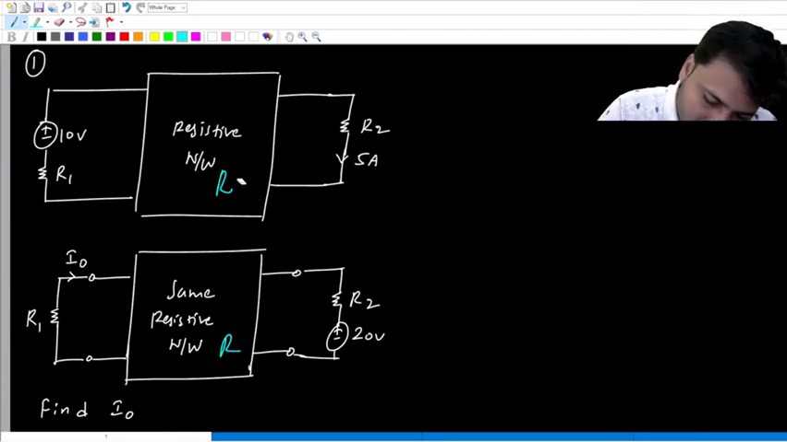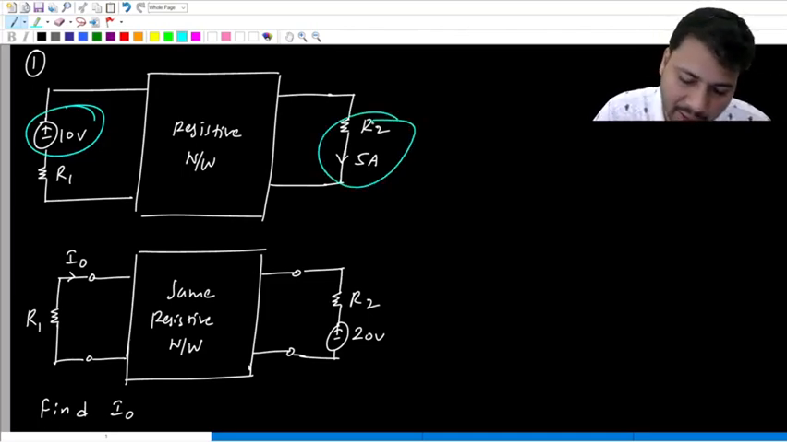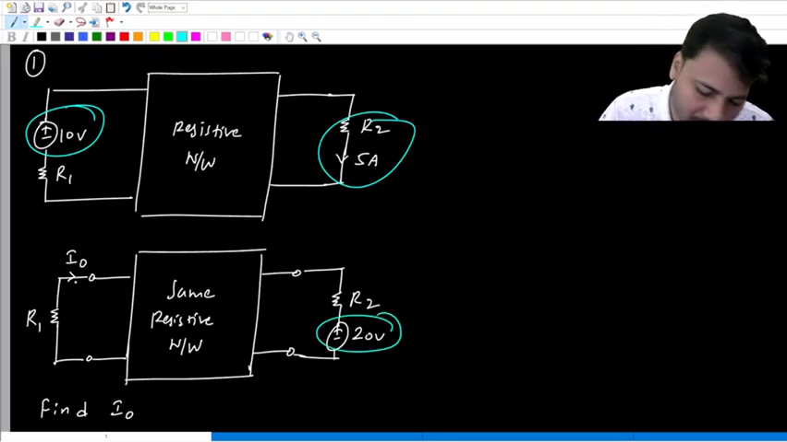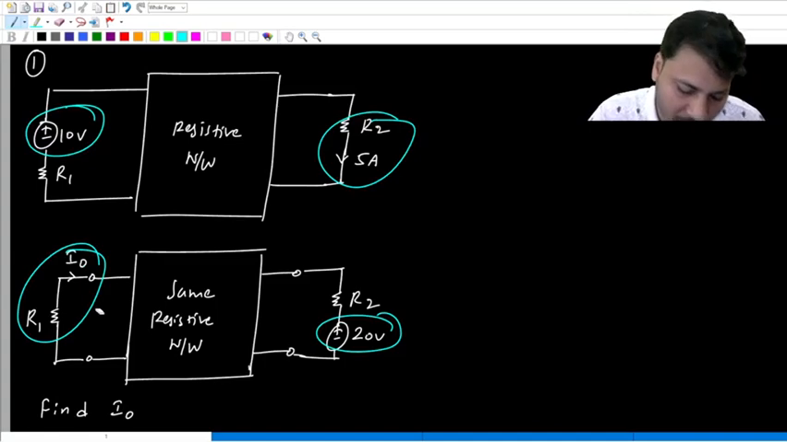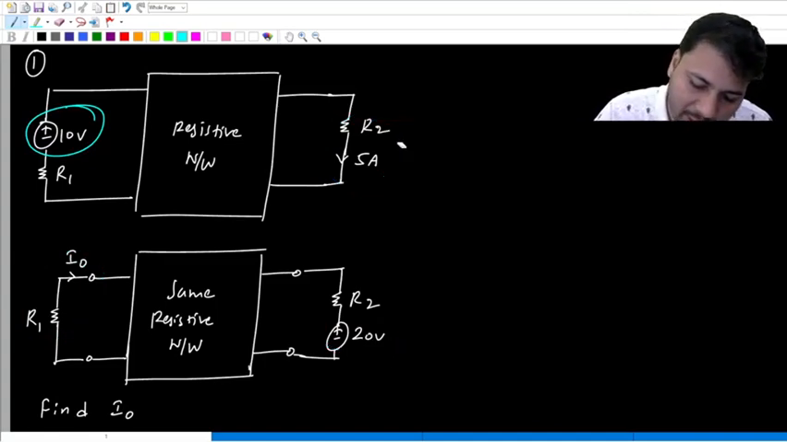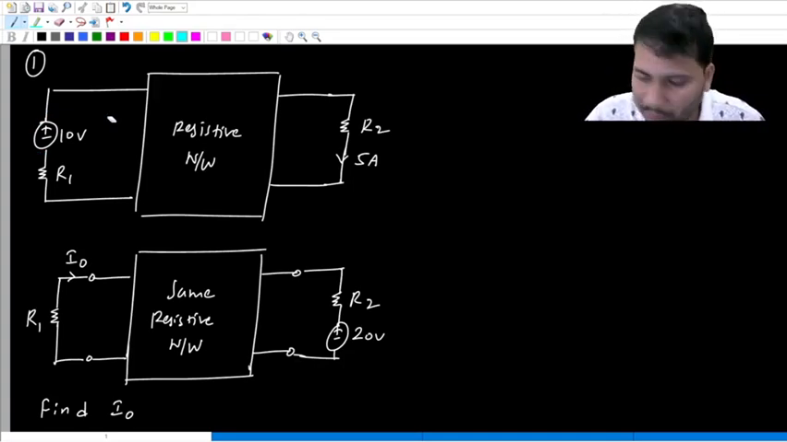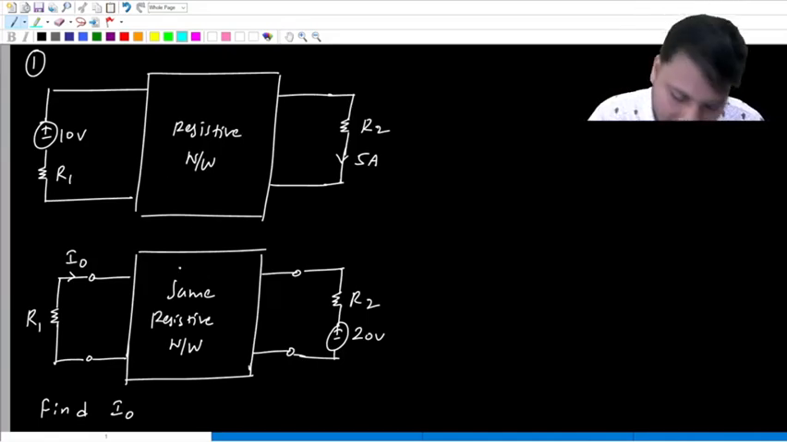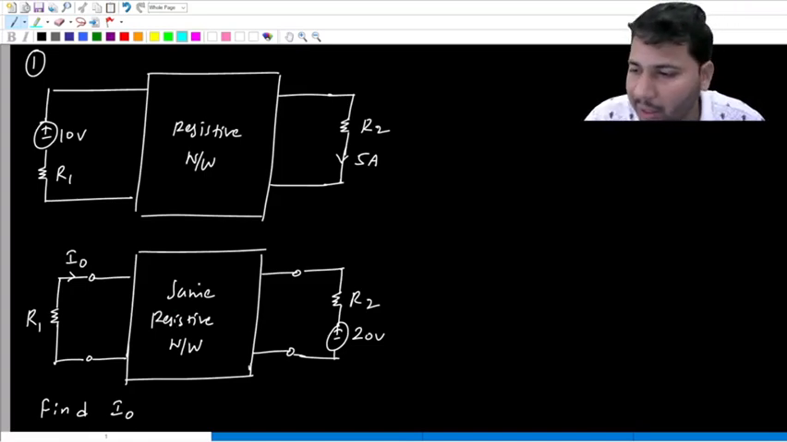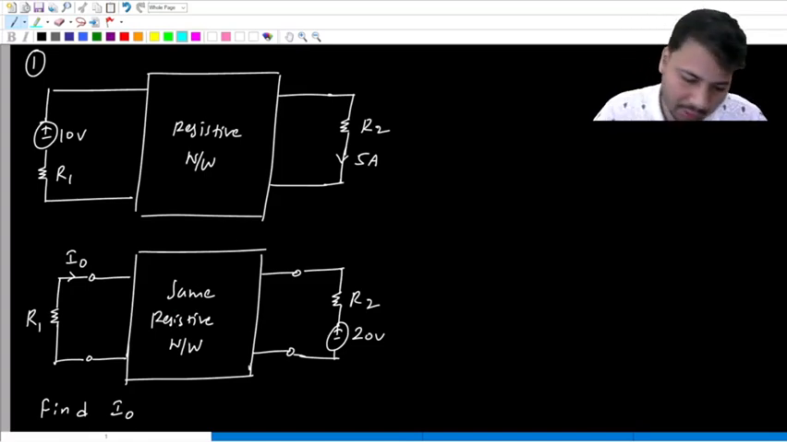If you look at the first case, there is only one source present. Right hand side, no source. If you look at the second case, right hand side we have an independent source, but left hand side we don't have any source. So the given two cases might be the two experiments that are performed on some original resistive network. Whatever two circuits are given, they might be the two experiments conducted on some original resistive network. So from the two cases, you should try and draw the original resistive network.